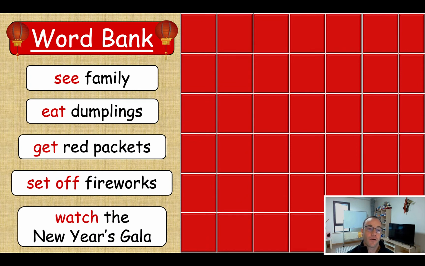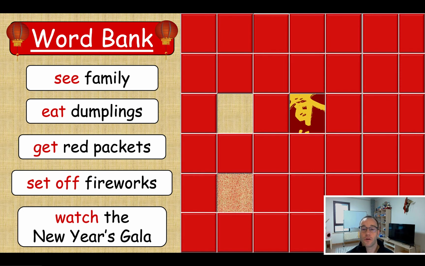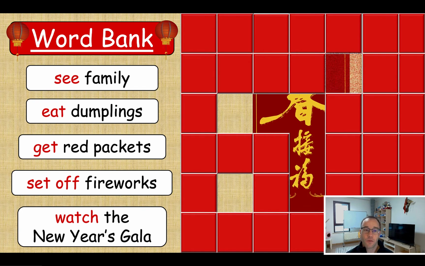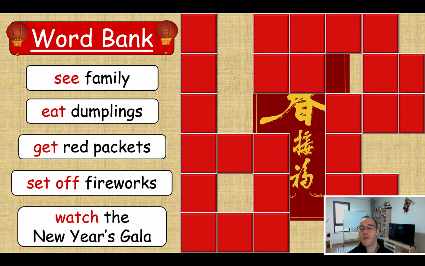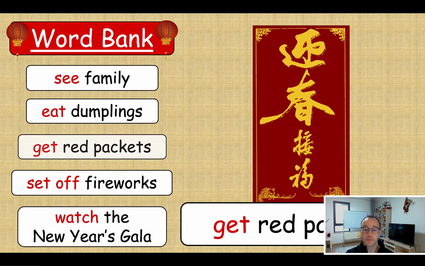Okay, so here I've got a word bank on the left-hand side so they can see each one. Before the first round, you can read them all again. See family, eat dumplings, get red packets, set off fireworks, watch the New Year's Gala. You can point to each one, have them say it together. You can even do the actions before you slowly reveal what it is. Now, when I play this game, the first student to say it gets a point for their team, okay? And then I'll have the whole class say it together, okay?